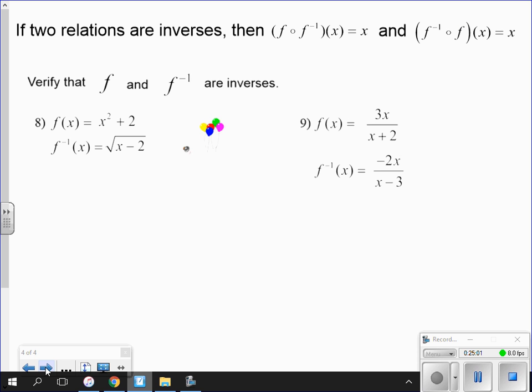Okay, now, 8 is pretty simple. Why don't you guys go ahead and attempt to prove to me that they are actually inverse functions? You're doing the composition, what we did yesterday. Taking one function, sticking it inside the other, and then you're doing the same thing in reverse. Unless you want to do 9. I know how to do it. I'll do 9. I'll make you guys do 8. Okay? Try it. Do the compositions. Take F and stick it into F inverse. Take F inverse, stick it into F.